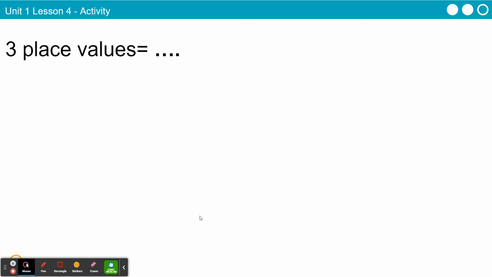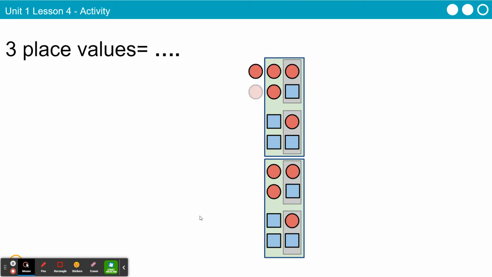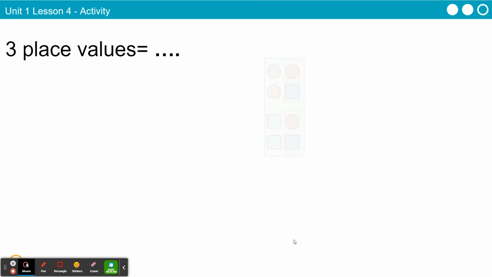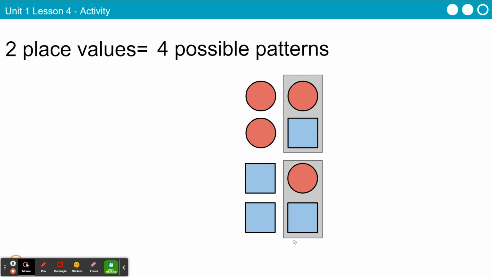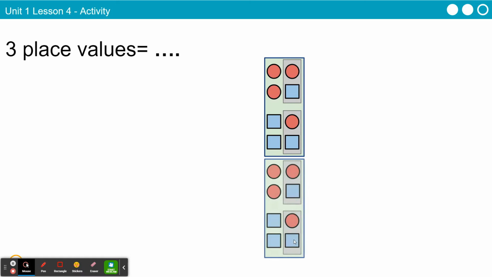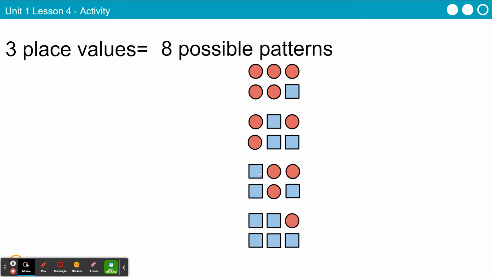What if I went to three place values, right? When I went to three place values, I take the ones that I already did, and I could double them, all right? Because I have this with either circles in front of it or squares in front of it. In other words, I go from two place values, which gives me four possible patterns, to three place values, which gives me 8 possible patterns. Circle, circle, circle, circle, circle, square. Circle, square, circle, circle, square, square. And I do the same thing with that. We get 1, 2, 3, 4, 5, 6, 7, 8.